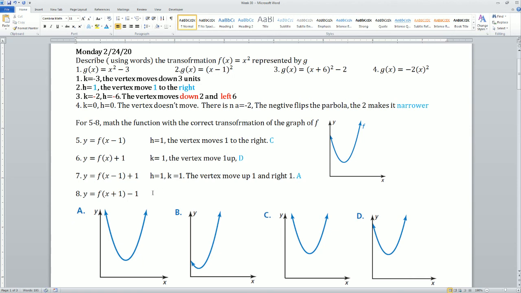And lastly, this one is when h is equal to -1 and k is also equal to -1. Here, the vertex moves down 1 and left 1. So which one is down 1, left 1? That would be B. So there you go. Those are all your solutions for Monday.